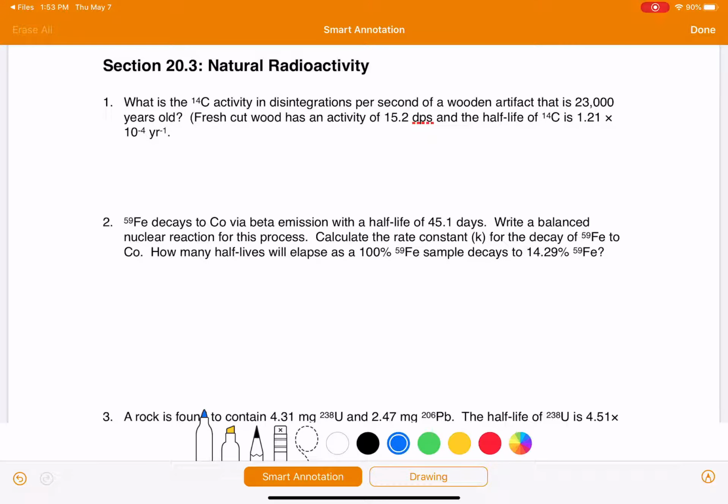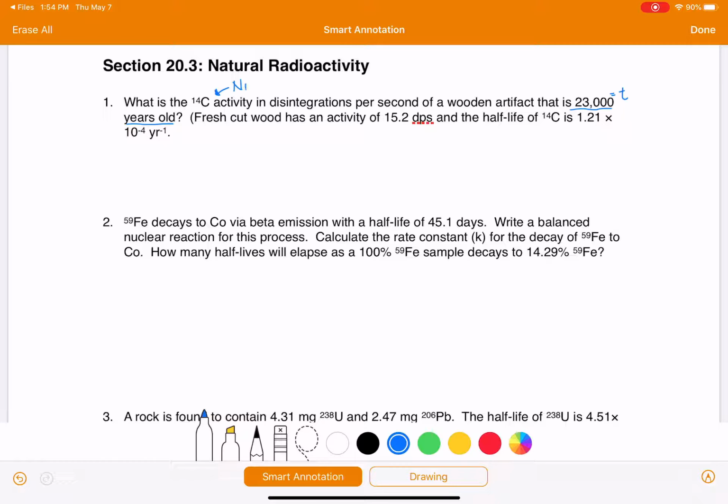This worksheet has 3 problems that's going to give us a chance to practice these radioactive decay type problems. The first problem that we're looking at here looks pretty similar to the problem that we just did in the section 20.3 notes. It's telling us about a piece of wooden artifact. It's 2,300 years old, so that's our time. It wants to know what the carbon-14 activity is.